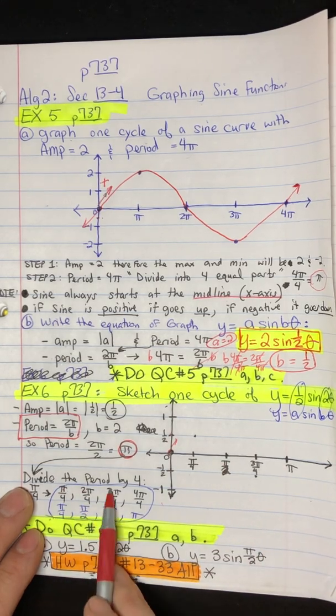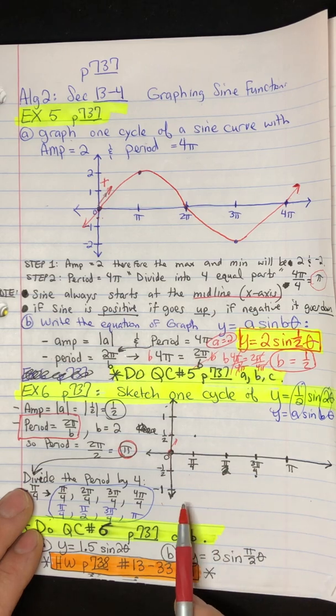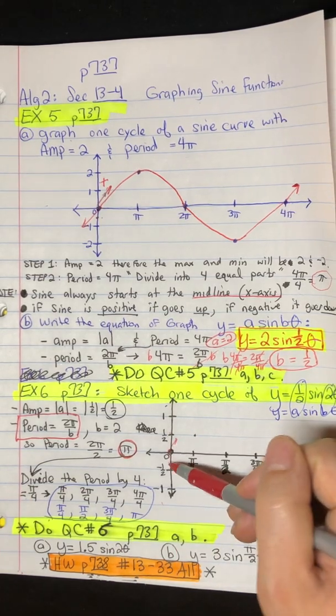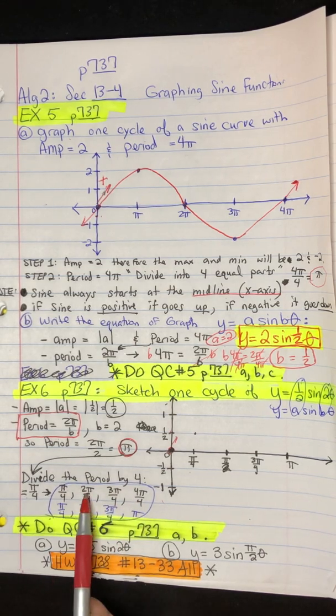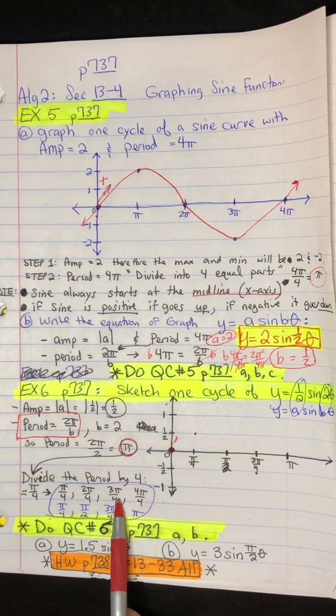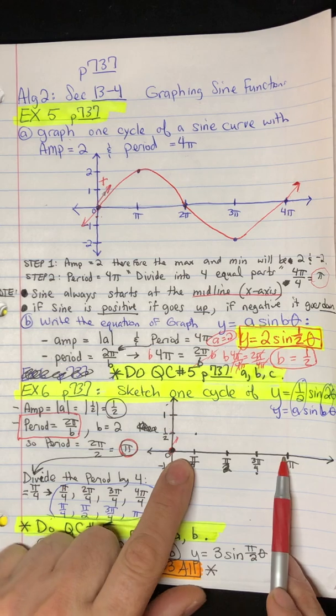So let's reduce all of these that we got so we can list them on my graph. Again, we know the amplitude's 1/2, so 1/2 to negative 1/2 are going to be my max and min. And we know it's a sine function, so we're going to start at the midline. Okay? And we know it's going to be a curvy line. So let's go ahead and reduce all these fractions to see what we got. Pi over 4 can't be reduced. 2 pi over 4 is the same as pi over 2. 3 pi over 4 can't be reduced. 4 pi over 4 can be reduced to pi. Again, from 0 to pi is going to be my period.